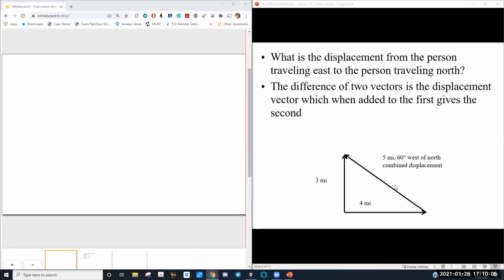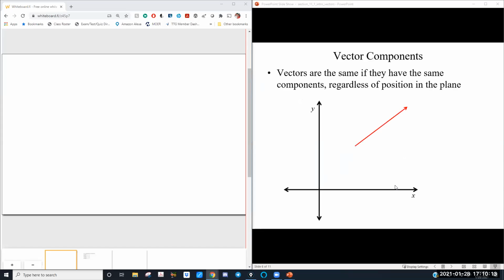So that's what we're going to be looking at today and next week. Today we're just talking about the basics of vectors. Next week we'll talk about multiplying vectors. Again, I really just want to highlight some of the important things about vectors. I'm going to talk a little bit about the vector components.